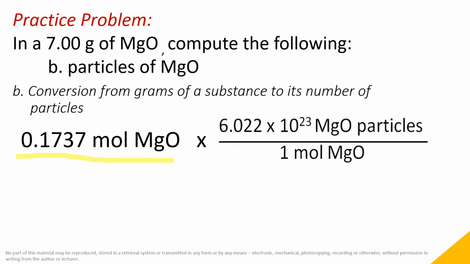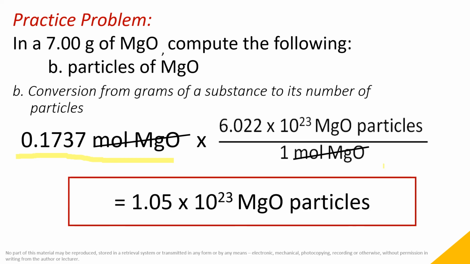Now let's cancel out the similar units, which is the moles, and calculate. 0.1737 moles times 6.022 times 10 raised to 23rd power divided by 1. And the answer would be 1.05 times 10 raised to 23rd power magnesium oxide particles.